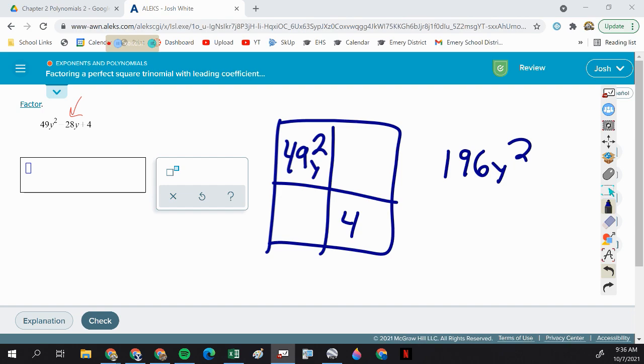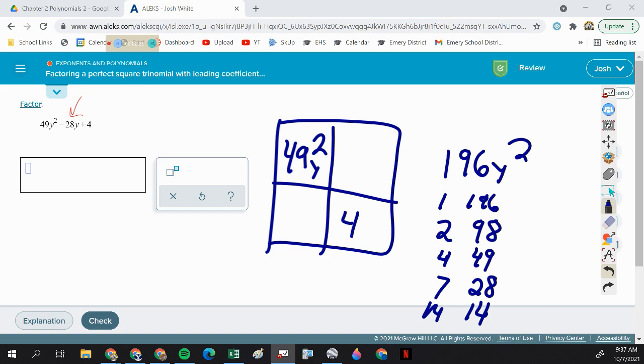So obviously 1 goes into 196. 2 goes in 98 times. 3 doesn't work. 4 and 49. 5, 6 don't work. 7 and 28. 9, 10, 11, 12 don't work, but 14 does. So it would be negative 14y and negative 14y.